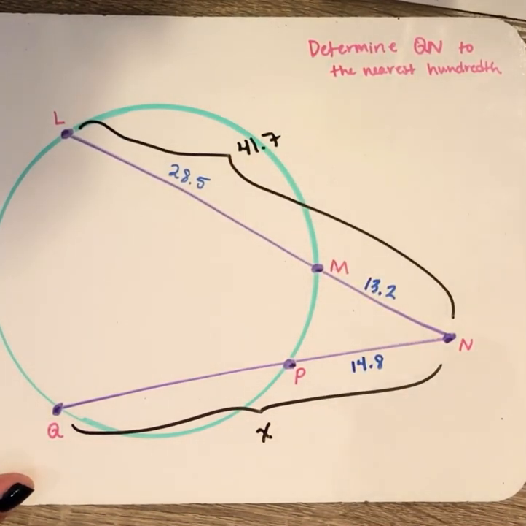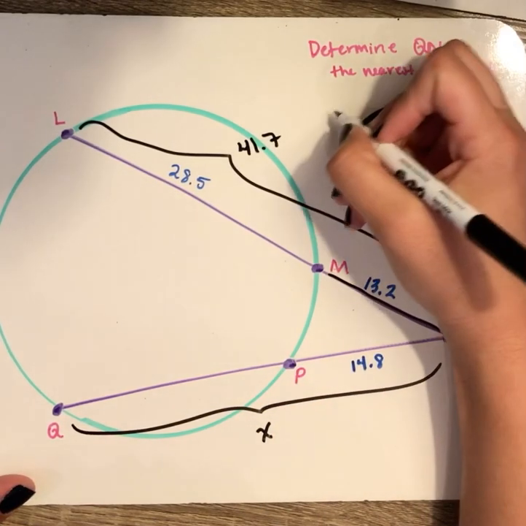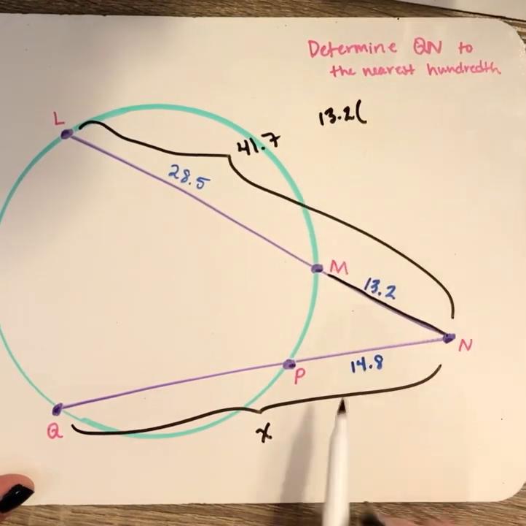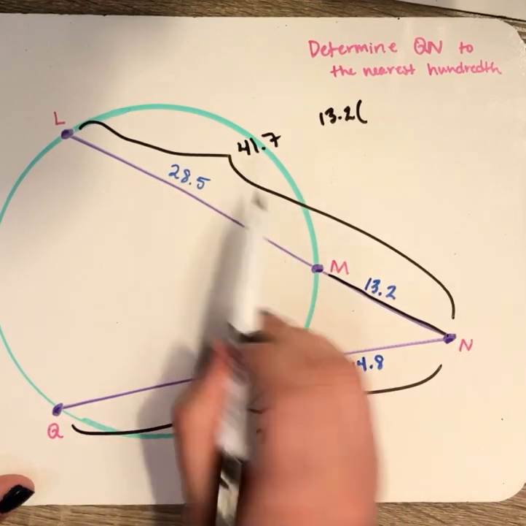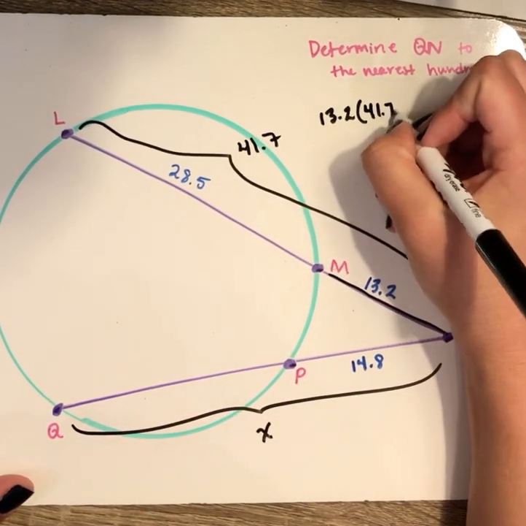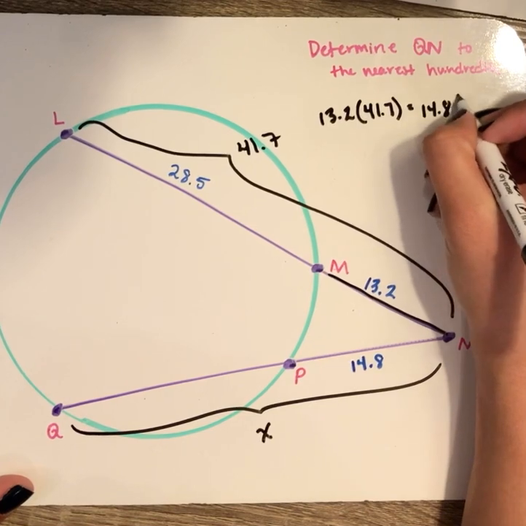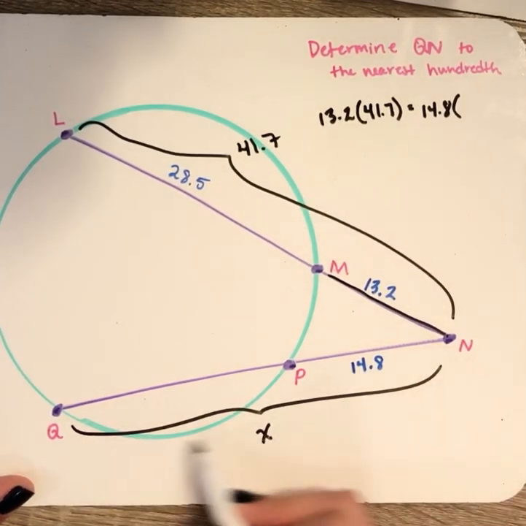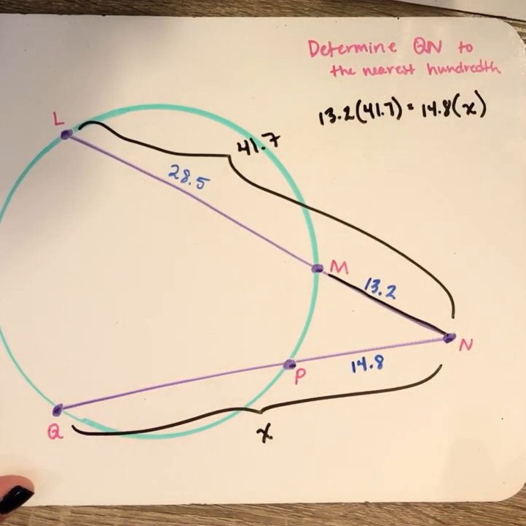So now let's go ahead and set up our formula. I'm going to take the outer portion, which is MN, 13.2, and multiply that by the entire length of LN. I already added those two pieces together, so the entire length is 41.7. That's going to be equal to, for the other secant, I'm doing the same thing: the outer portion, the part outside the circle, which is 14.8, times the entire length of this secant, which I've labeled as X, and that's the length I'm looking for.